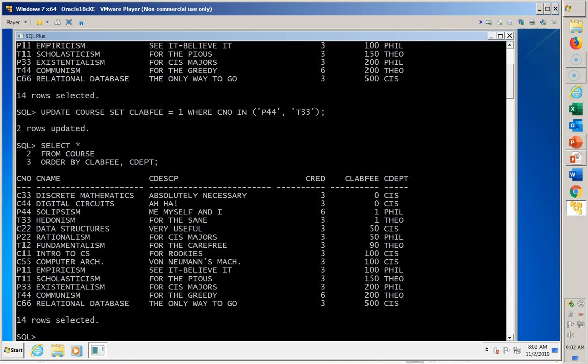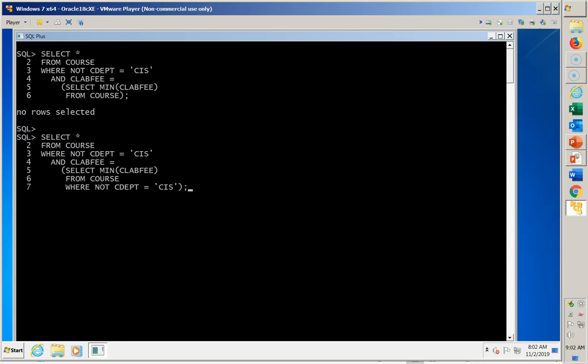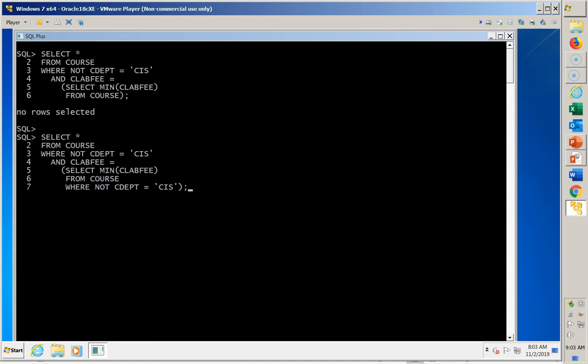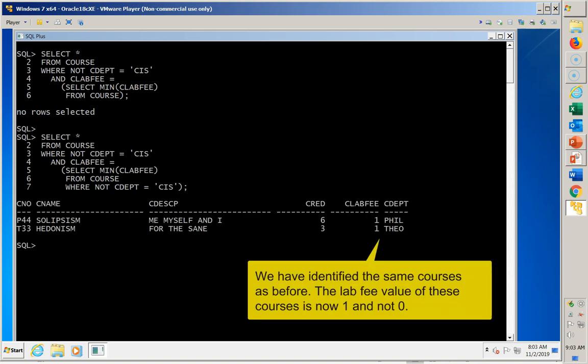Now let's reconsider our two subqueries. In the first subquery, we said let's identify the non-CIS course that has a lab fee equal to the smallest lab fee of any course. That smallest lab fee is now 0, but none of the non-CIS courses have a lab fee of 0. So this query now produces no result. In the second query, we again are interested in returning non-CIS courses, but only if those courses have a lab fee equal to the smallest lab fee of only non-CIS courses. And now we get the same result that we had before.